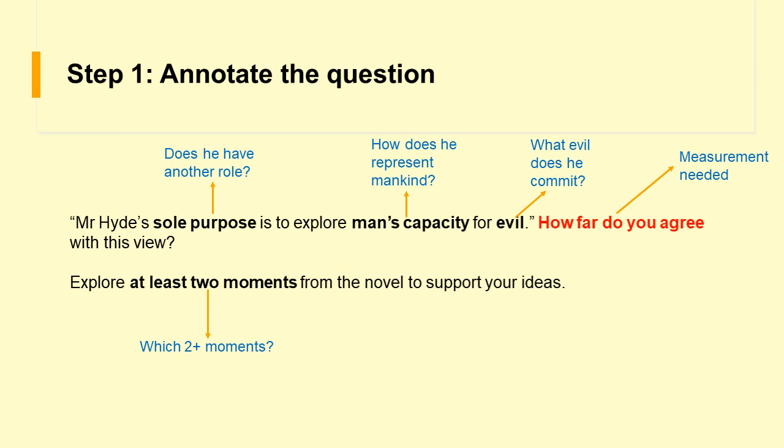And the statements they'll give you generally will have scope for agreement and disagreement. So even if you very strongly go one way or the other, always do show some appreciation of the opposing side. So you need to explore at least 2 moments. So you'd highlight that and then probably write which 2 moments you would use. So pause the video to jot down the notes on the slide.